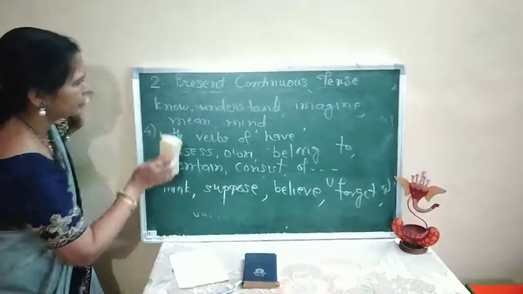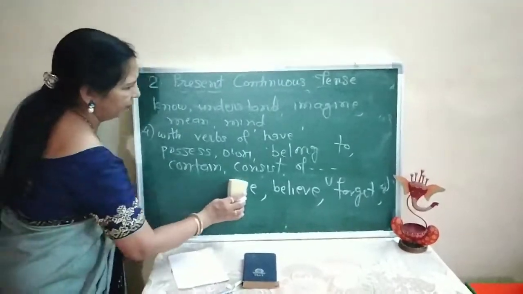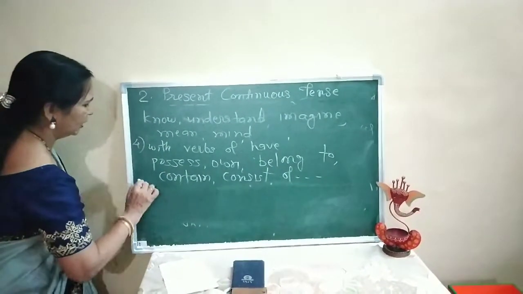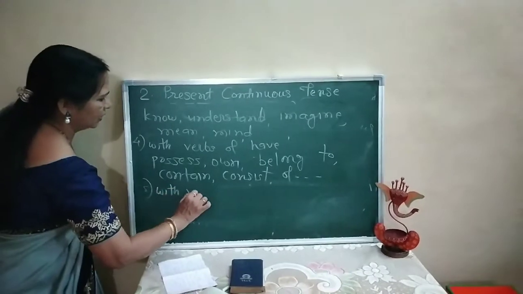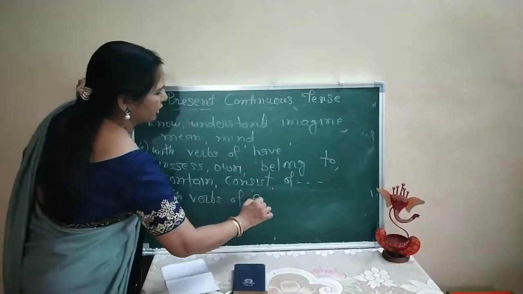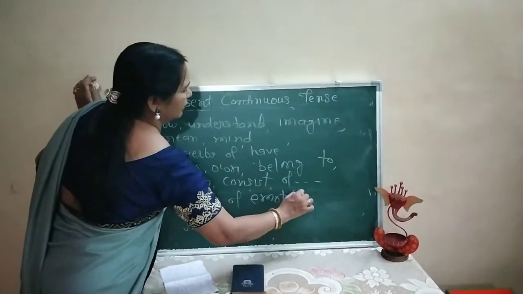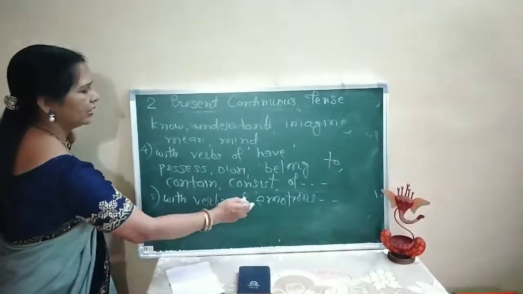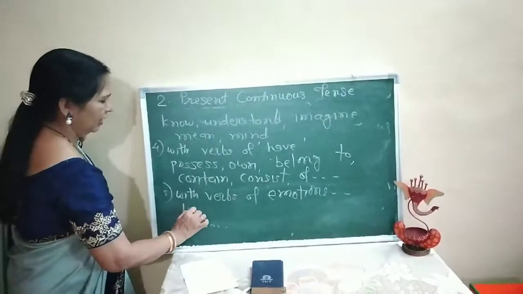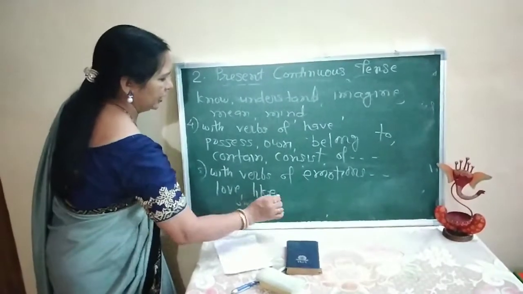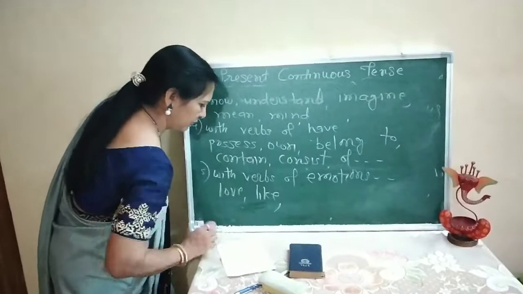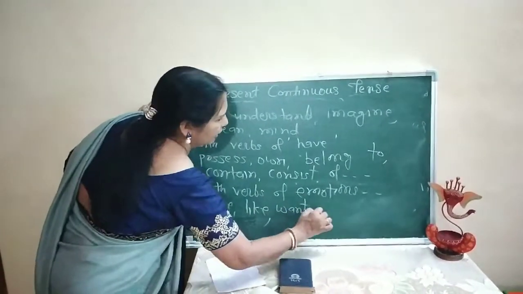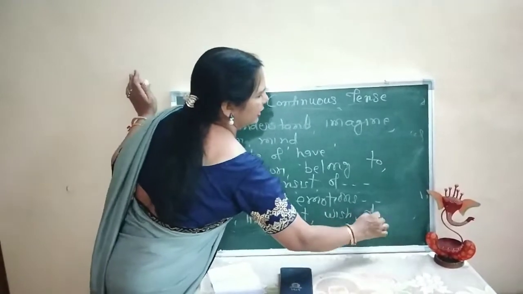And last one, that is with verbs of emotions. Now which verbs are there showing emotion? Love, like, want, wish, desire.